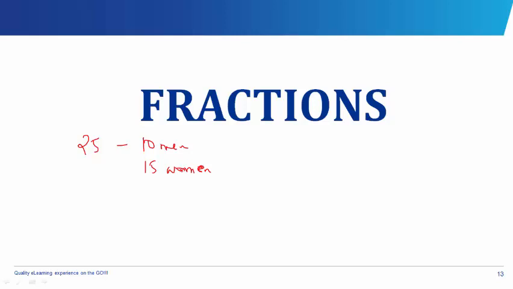Now the 10 plus 15 gives us 25. Now what is the ratio of the 10 men to the women? Do you understand? Let me explain this way. I'm trying to explain fractions. In a meeting of 25, we have 10 men. So that means out of 25, we have 10 men. We can express it that 10 out of 25 are men. So the fraction of men in a meeting of 25 can be expressed as 10 over 25.